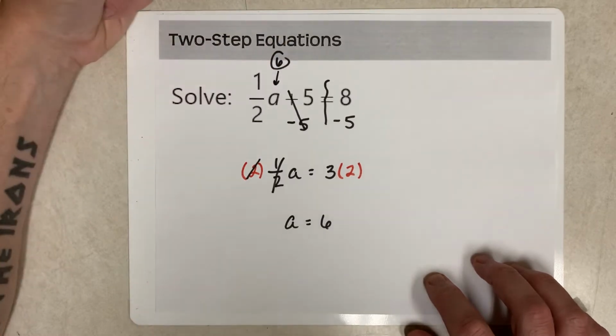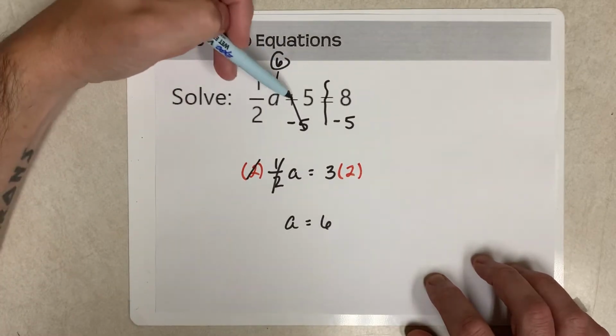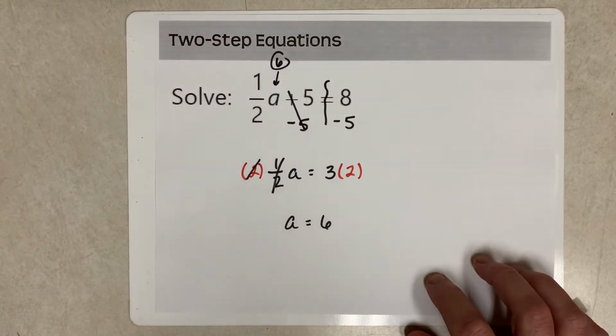We know a is 6 now. Half of 6 is 3, and 3 plus 5 is 8. So it's a solution.